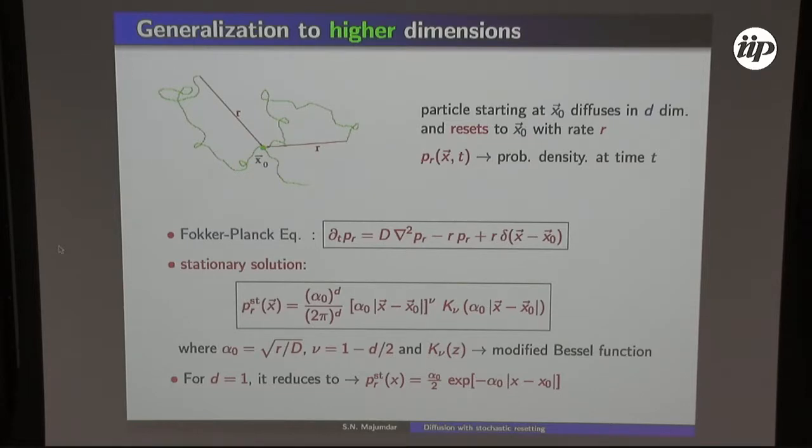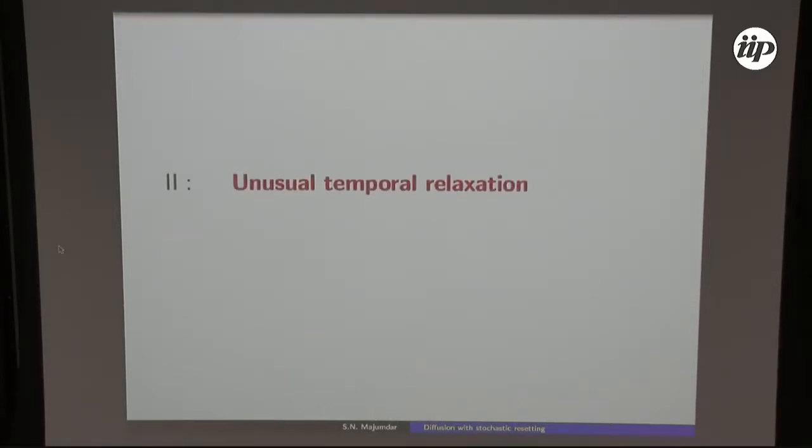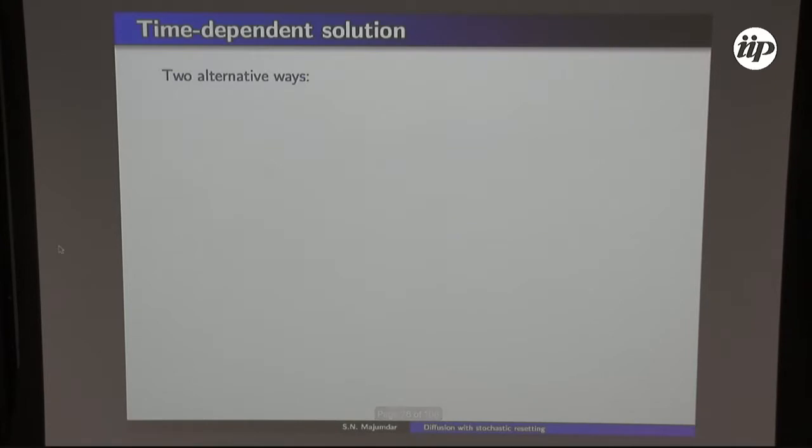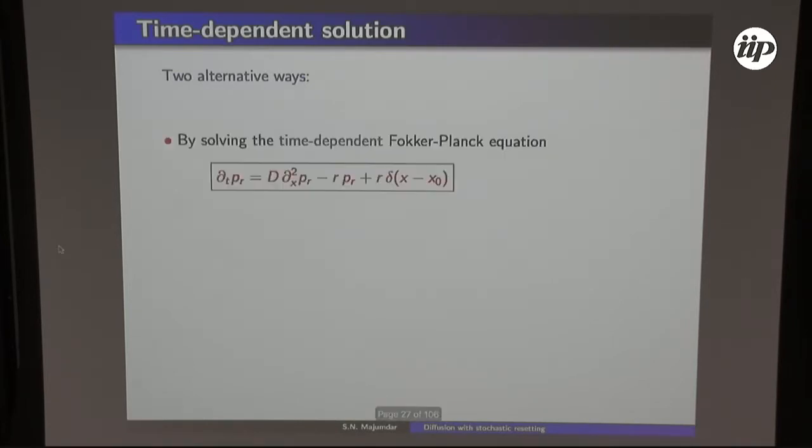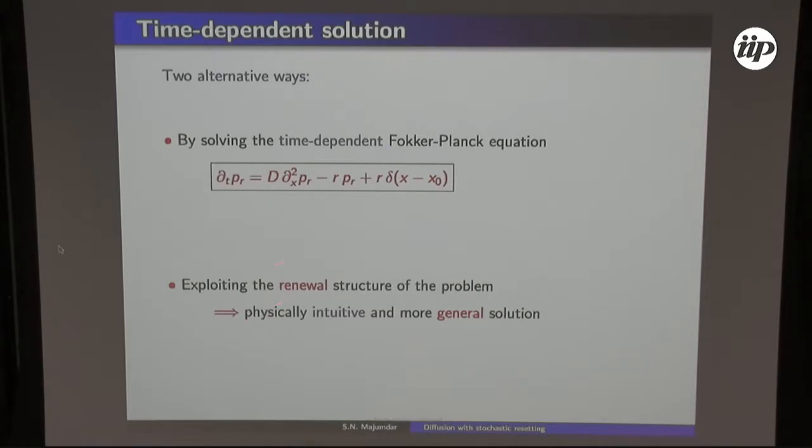Once you know this, then you can ask, okay, how does it actually relax to the stationary state? That is the dynamics. Of course, it will finally approach the stationary state, but how does it do so? It turns out that even in this very simple model, there is a very unusual temporal relaxation, and let me just explain to you how that works. So how do I solve this time-dependent problem? There are two alternative ways. Either you just solve this Fokker-Planck equation, which is a simple enough equation. But there's a better way of doing it, which is actually much more general, which is exploiting the renewal structure of the problem, which is physically more intuitive. Let me just show you how that works.